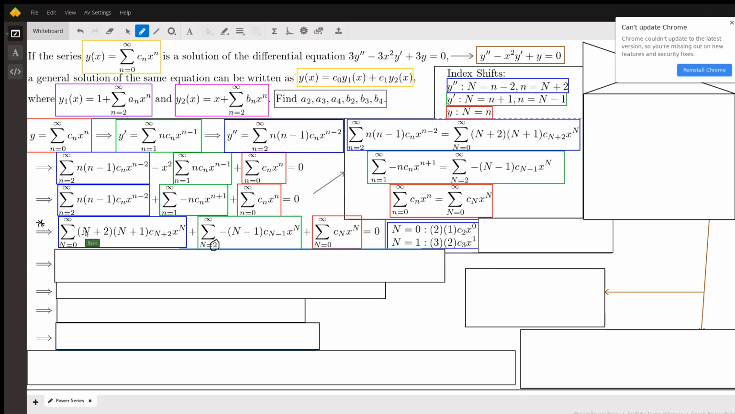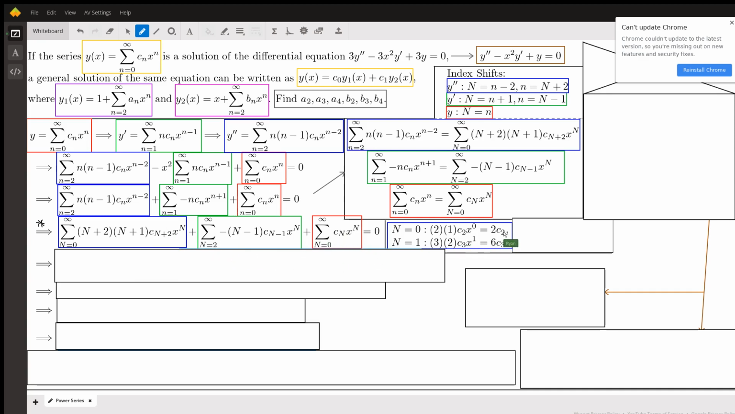Okay, so plug in n = 0, 2, and n = 1, 3. For the green: 2, c2 x to the 0; plug in 1, 3, 2, c3 x to the 1. And then 2 times 1 is 2, x to the 0 is just 1, and this becomes 2c2. 3 times 2 is 6, x to the 1 is just x. So we get 2c2 and 6c3x.